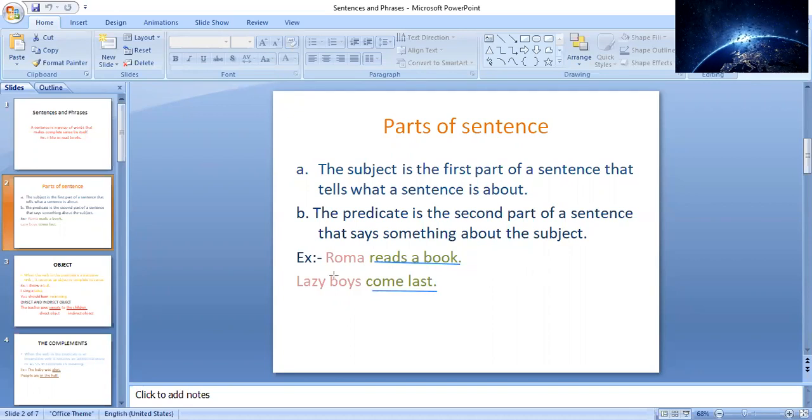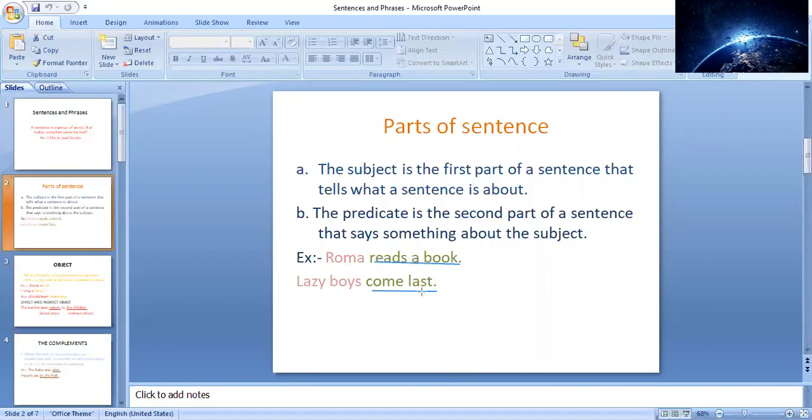Here in sentence 1, Roma reads a book. Here the sentence is about whom? The sentence is about Roma. So Roma is the naming part. Then in this sentence, reads a book means what Roma is doing. Roma reads a book. So reads a book is telling about Roma, the naming part.